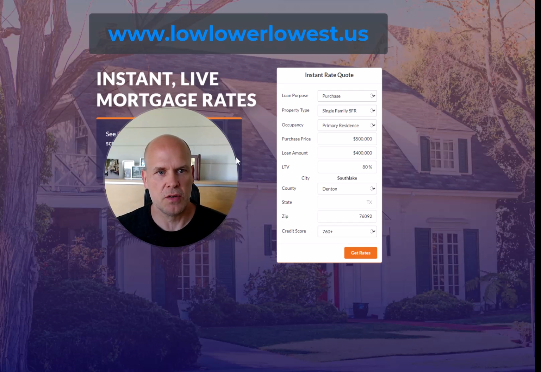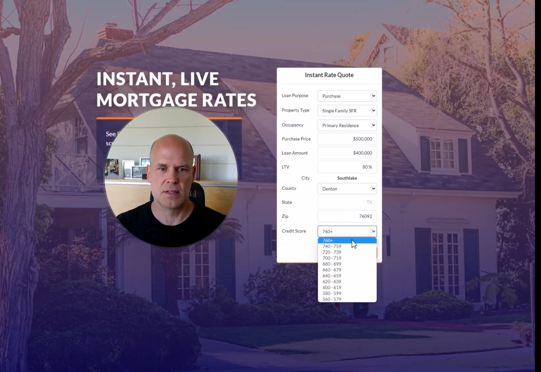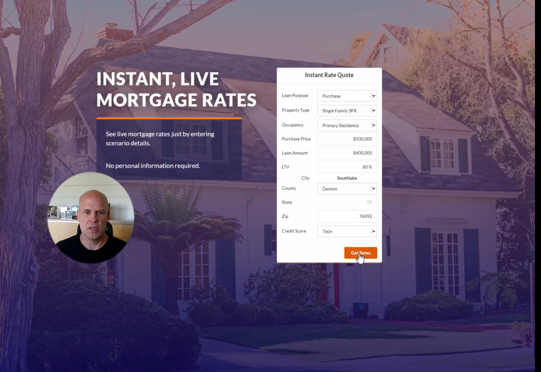If you go to lowlowerlowest.us, you immediately come to our instant rate quote widget where you can put in information for your scenario. So I'm just going to leave it kind of what we have here. Purchase a single family home. It's going to be a primary residence. Purchase price of $500,000, loan amount of $400,000. Okay. We're going to put 20% down. So this LTV means loan to value. Our loan is 80% of the value. It's going to be in Denton, but you can change all of these. Credit score 760. So kind of a plain Jane scenario, and then we click rates.